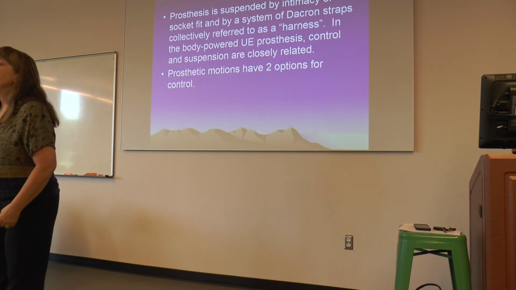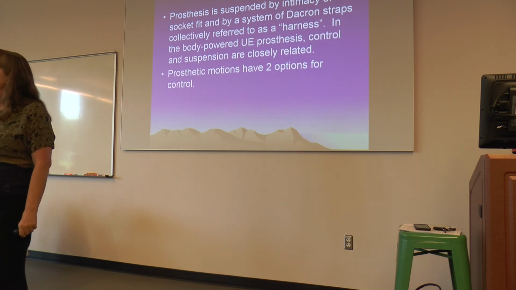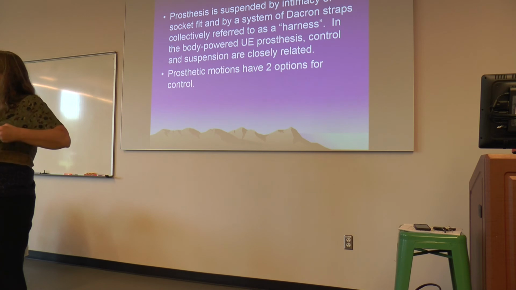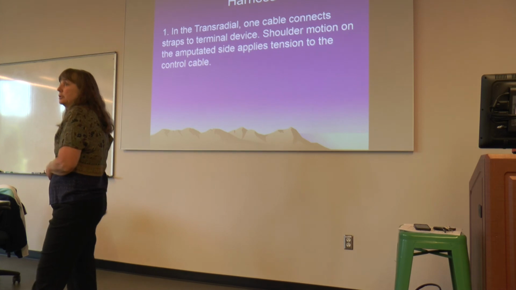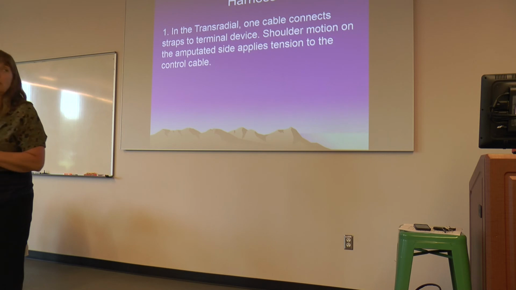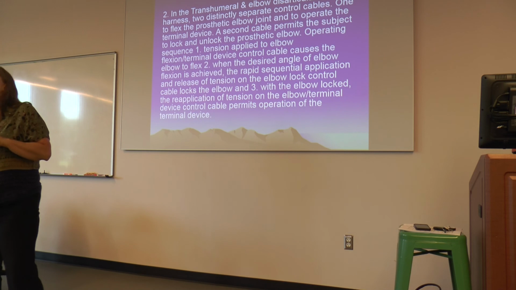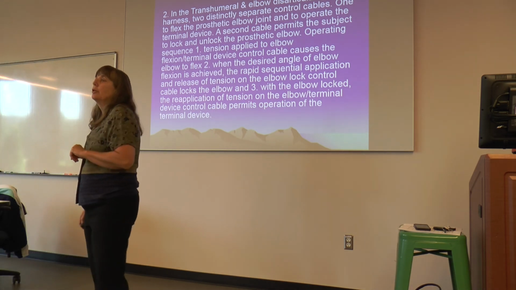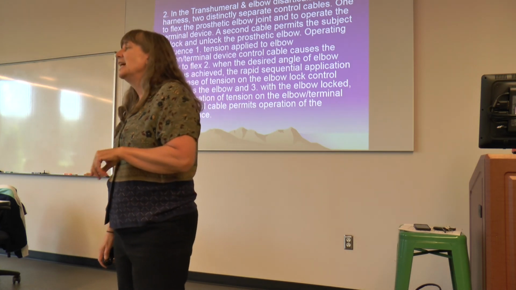So if you have two functions to operate most of the parts, especially when it's body power, and I'm already maxed out for shoulder flexion, I need to do something else to open up the device, don't I? That's what my scapular motion would be. Most of them have two options. In the transradial, tension on the control strap operates the terminal device. In transhumeral and elbow disarticulations, there are two cables running. One operates the elbow and one operates the terminal device, typically.